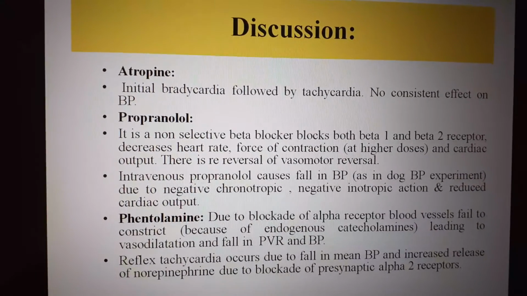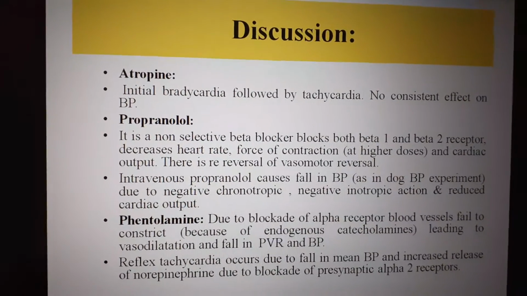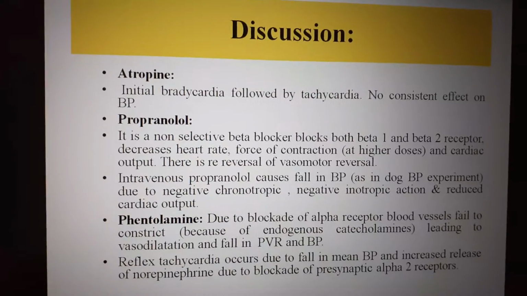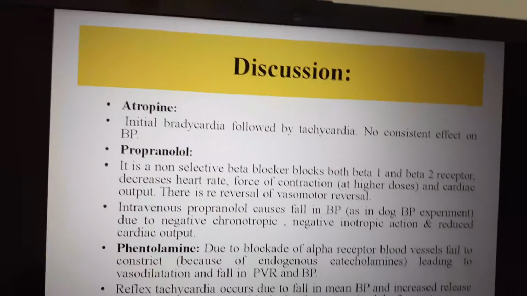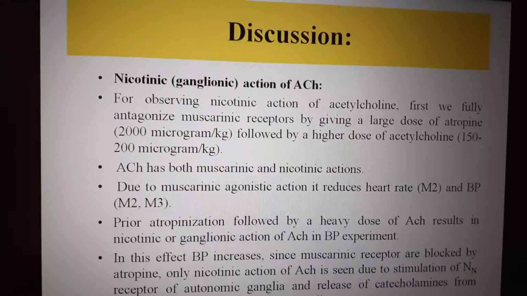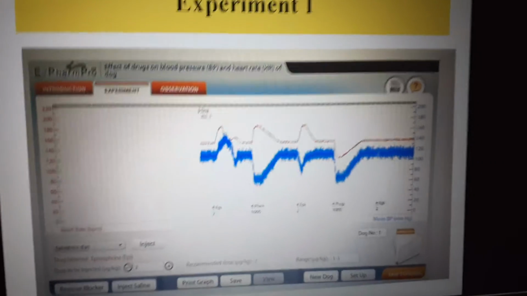Atropine has no consistent effect on blood pressure, it only produces tachycardia. Propranolol is a beta blocker and phentolamine is alpha blocker. Both the drugs cause decrease in blood pressure. So you can see these effects in these graphs.